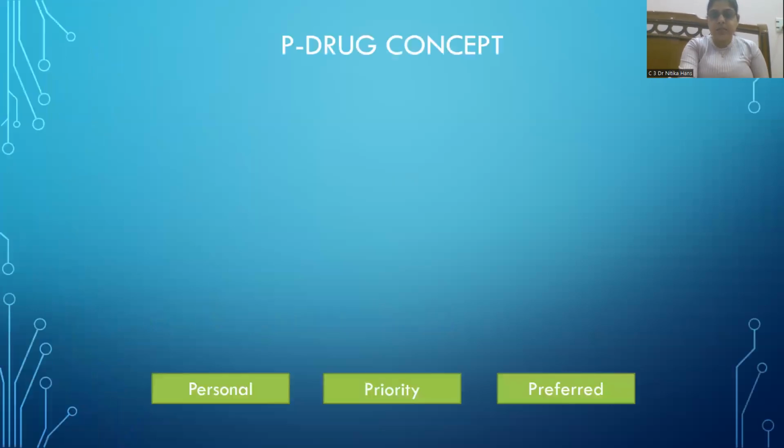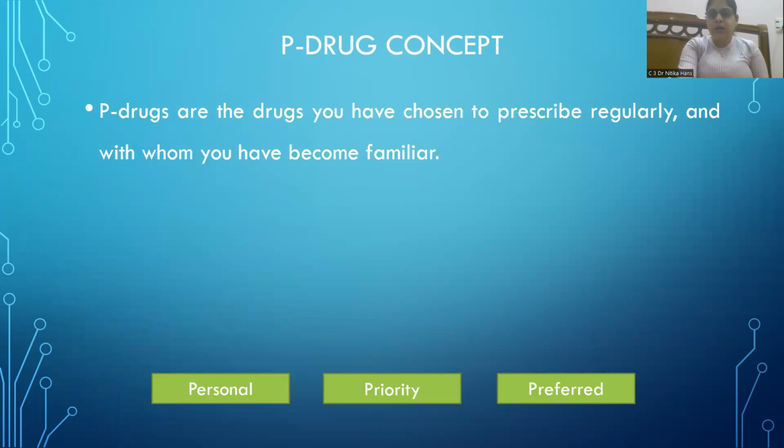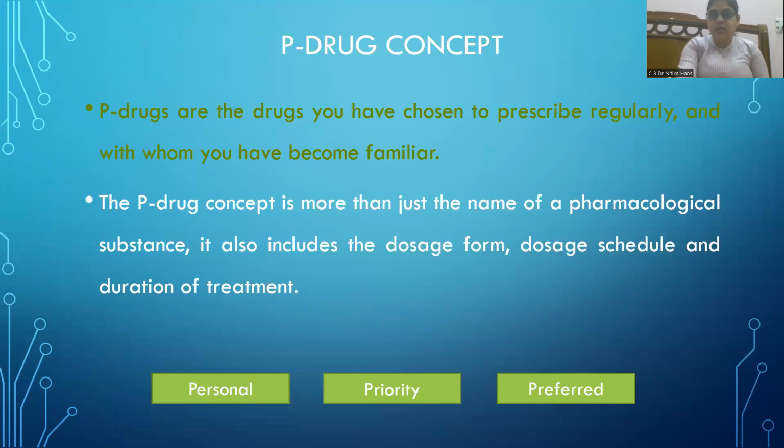Now I'm going to discuss with you the P-drug exercise. Now P-drug is the personal choice of the drug, or the priority choice of the drug, or the preferred drug. What is the P-drug concept? It is the personal priority preferred drug. P-drugs are the drugs you have chosen to prescribe regularly and with which you have become familiar. It means we use this drug regularly and the prescriber has become familiar with this drug.